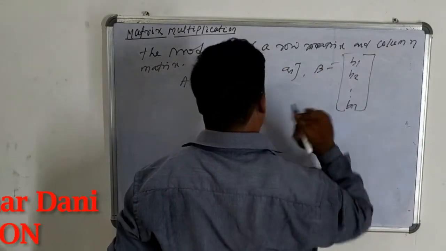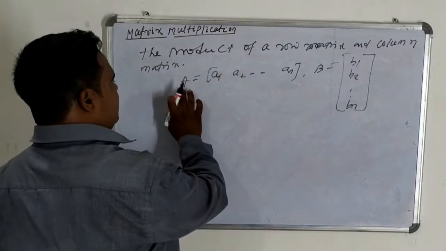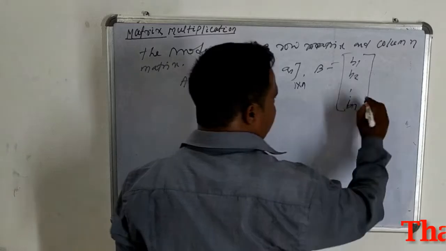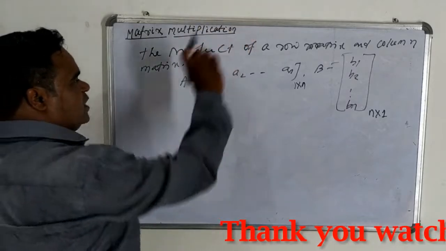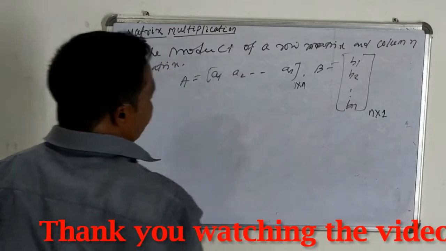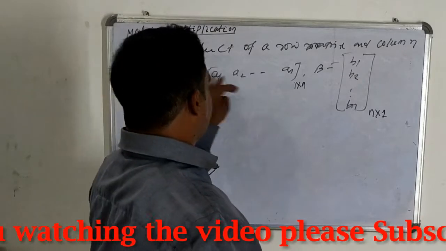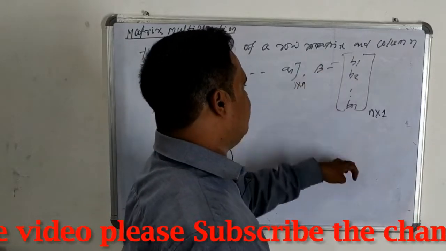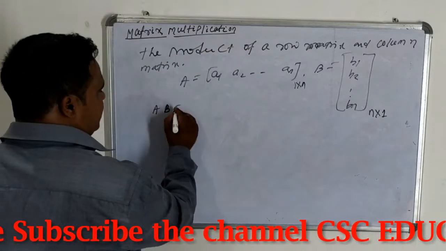Here I will discuss the order of both matrices. Here A is the matrix of order 1 by n, and here the order of B is n by 1. That means first of all, in matrix multiplication we check the first matrix. Suppose A multiplied by B: the first matrix has row elements 1, 2 up to n, and the B matrix has a column of n elements, B1, B2 up to Bn. So multiplication is possible here.